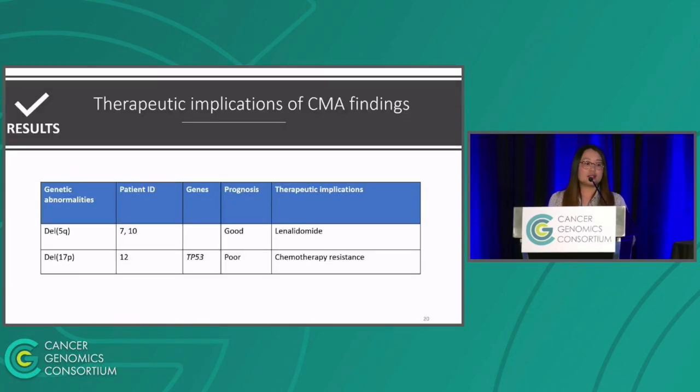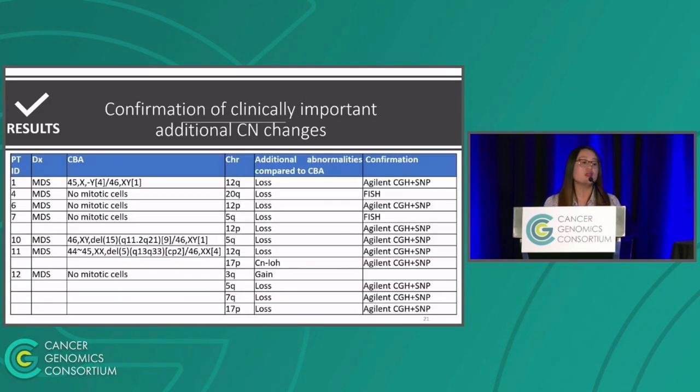This table indicates the therapeutic implications of the CMA findings in our study. Deletion 5q in patients 7 and 10 has good prognosis, and the patient may respond to lenalidomide treatment. For patient 12, this patient already has a TP53 mutation, and the presence of TP53 deletion will make it biallelic, which means very poor prognosis and may indicate resistance to chemotherapy. All 12 abnormalities we found were also confirmed by 2 methods, including Agilent SNP array and FISH.